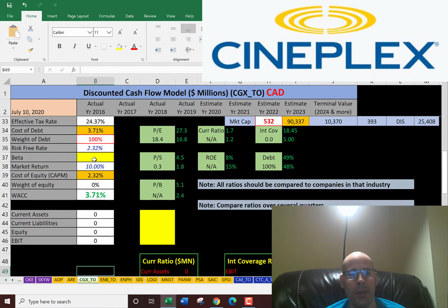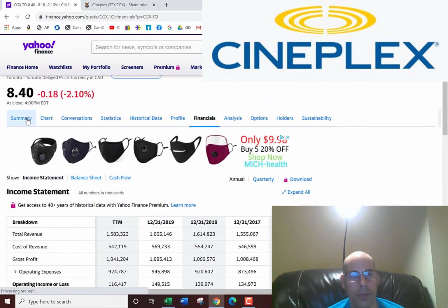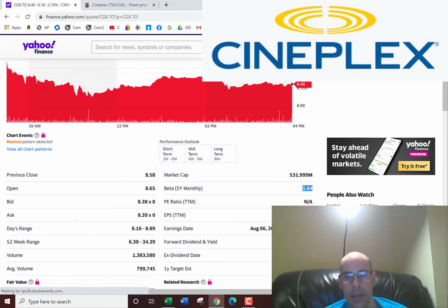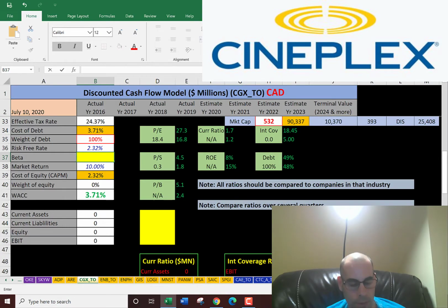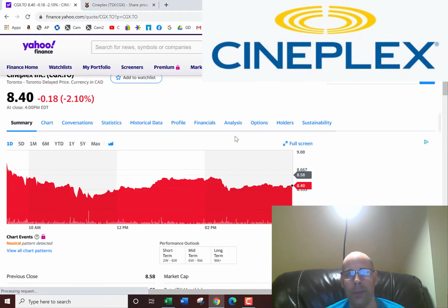Let's figure out the cost of equity. We need the beta for that. That's how much the stock moves relative to the market. And the more volatile a stock is, the higher the beta. They're a pretty high beta at 1.94. The stock moves twice as much as the market. So that means their weighted average cost of capital is going to be a little higher as well.